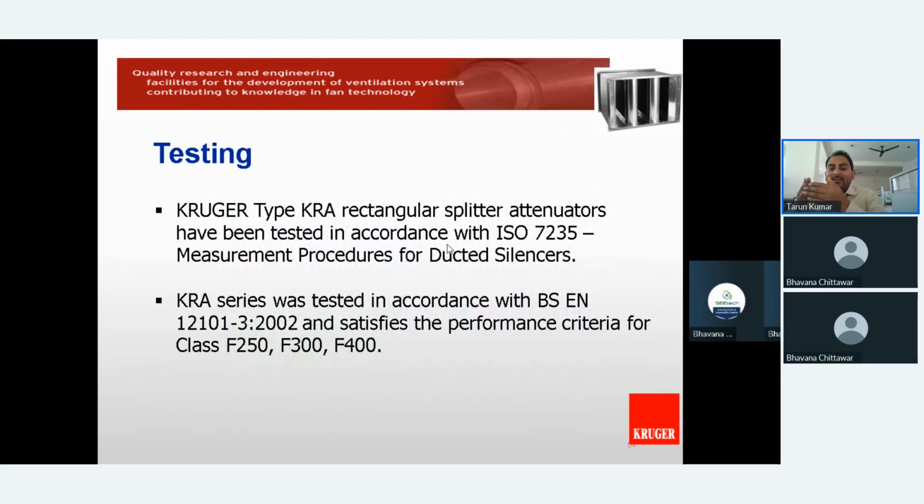This is also tested for fire rating, as well as tested in accordance with ISO 7235, which proves that whatever dB we are claiming will be completely achieved by this kind of sound attenuator. So this is all for the ventilation segment.